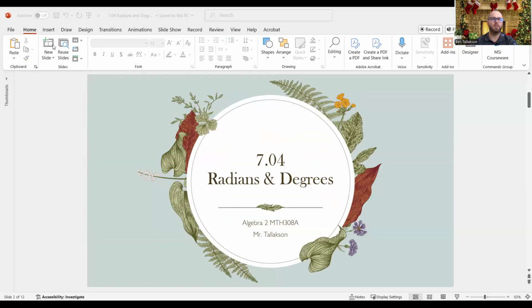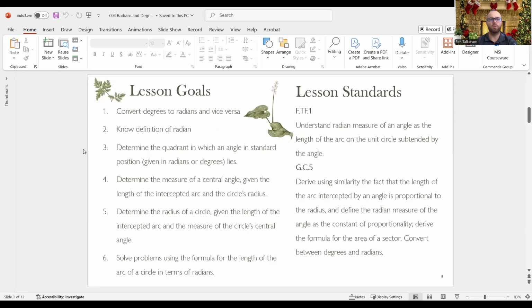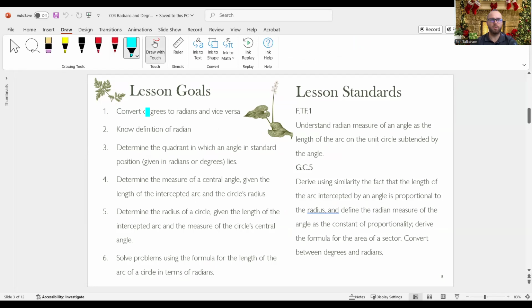So this lesson today is all about degrees and radians. And our goals are quite a few. Convert from degrees to radians and vice versa. So there's helpful little formulas for that. We're going to go over the definition of radians. Determine the quadrant in which an angle in standard position lies, whether it's in radians or degrees. Determine the measure of a central angle given the length of the intercepted arc and the circle's radius.